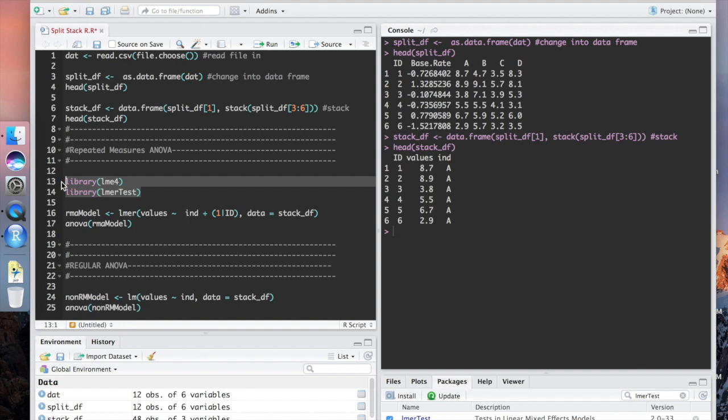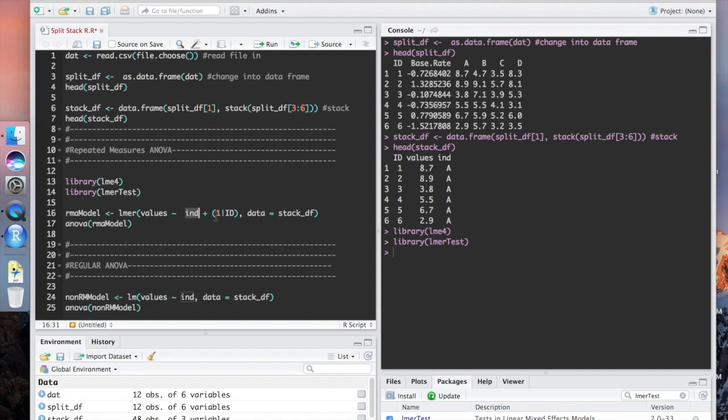So once you have those loaded, we'll just load them right now, what you're going to want to do is build your model. So this RMA model is going to be our repeated measures ANOVA. We're going to use the lmer function, and we're going to put our outcome variable, the values of our ice cream ratings, over here, a little tilde, and then we're going to put the IND, which if you remember is the category of ice cream that got that rating.